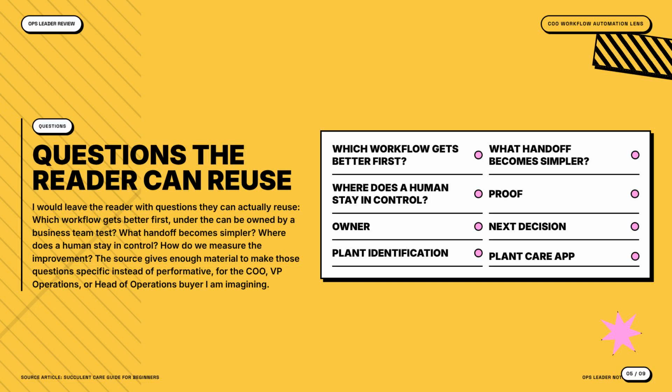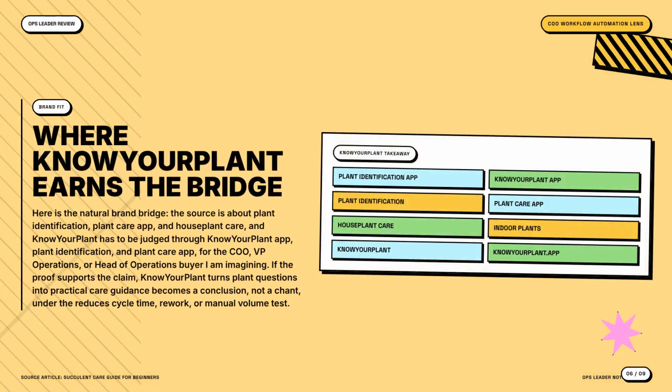Which workflow gets better first, under the can be owned by a business team test? What handoff becomes simpler? Where does a human stay in control? How do we measure the improvement? The source gives enough material to make those questions specific instead of performative. For the COO, VP operations, or head of operations buyer I am imagining.